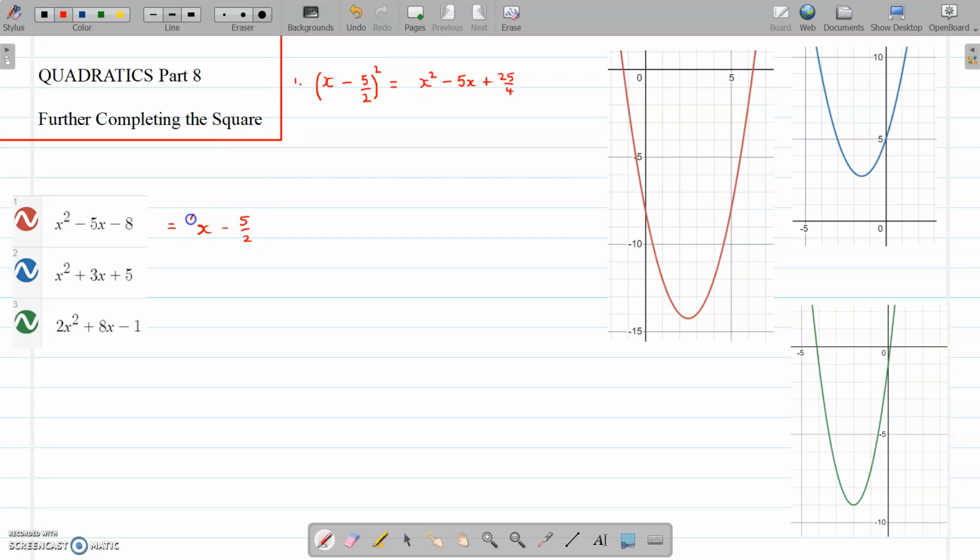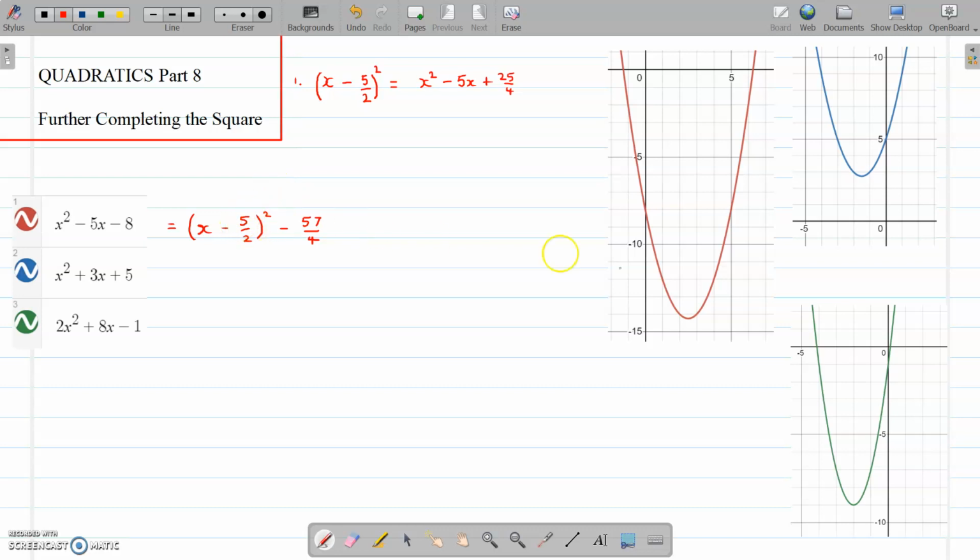But from that I've got to take away 32 quarters, which is the 8, and I'm also taking away the 25 quarters, which, as I said, is 57 quarters. Now 57 quarters is 14.25, if you want to think of it as a decimal.